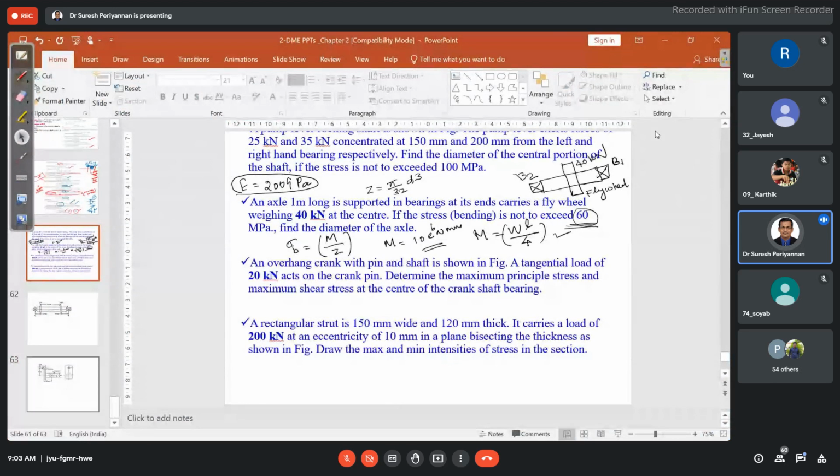I will draw the figure. It's simple. Also draw the maximum and minimum intensity of stresses with respect to the cross section of the strut. That's our intention here. This is clearly given: the load of 200 kilonewton is acting offset from the axis of the strut. The offset distance is given as 10 mm.